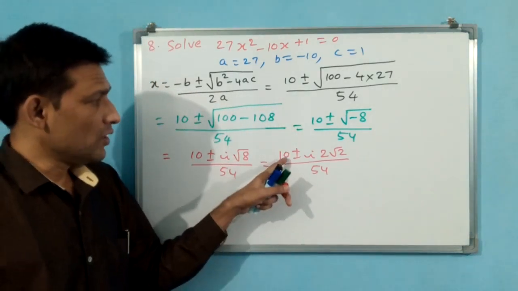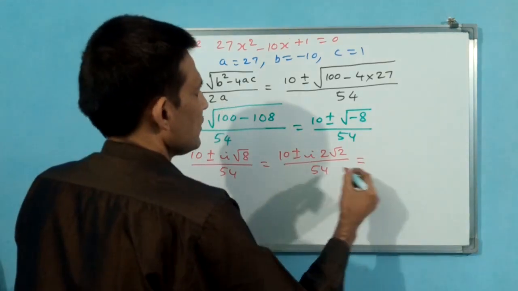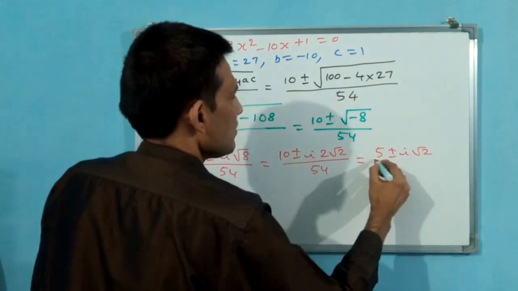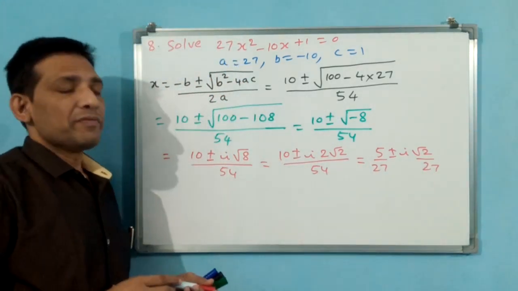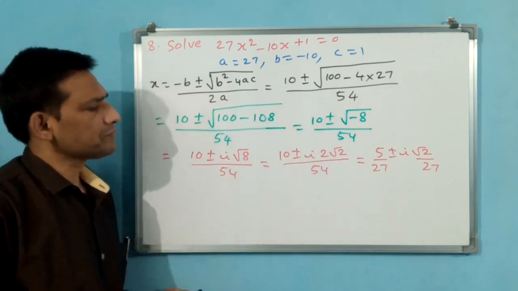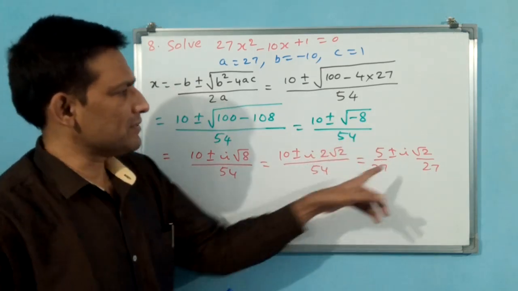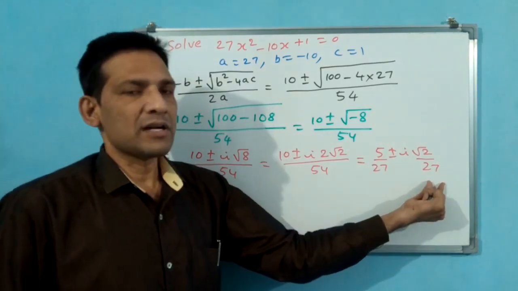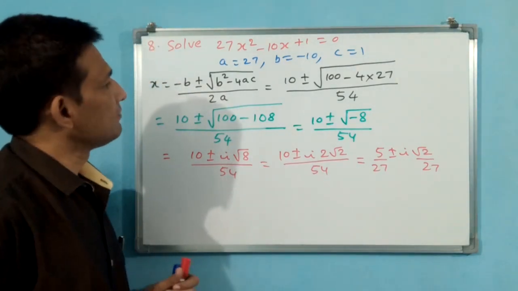No. You see, 2 you can take common. 2, 2, 2. I'll take that out. If you take 2, this will be 5 plus or minus I, this will be root 2. But here you can write 27, here you can write 27. Why? Because 2 times 54, 2 times it goes, 2 into 27. That means your final answer will be 5 by 27 plus or minus I root 2 by 27. Here also you see denominator is not square root, but numerator square root is there, then you leave it. That is not going to create any problem.